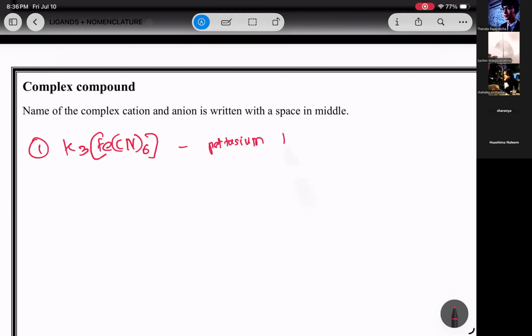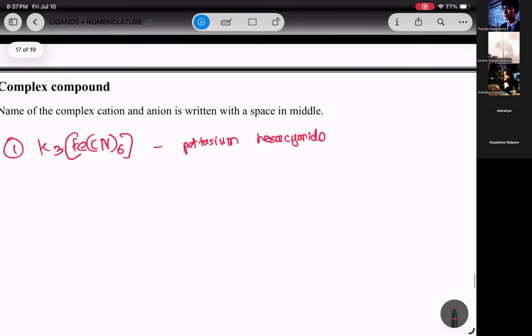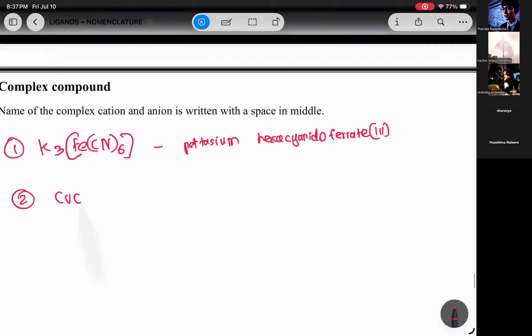Potassium hexacyanido ferrate 3. Hexacyanido ferrate 3. Second one, copper ammonia 4 sulfate. Write this alone.